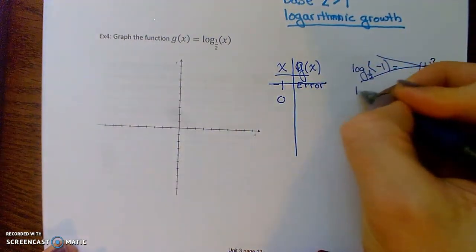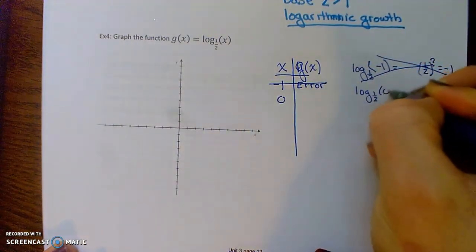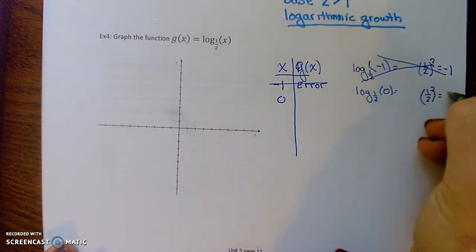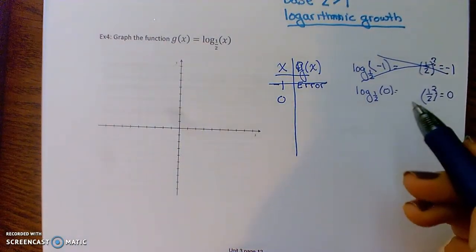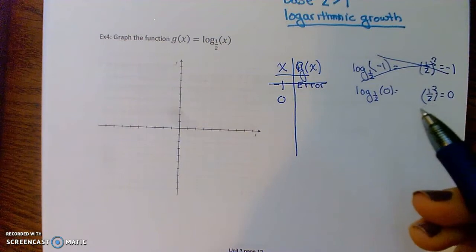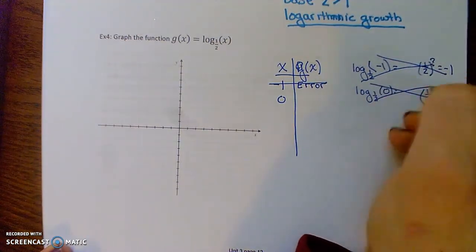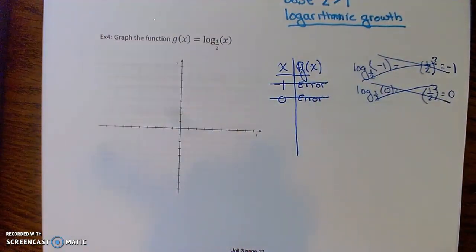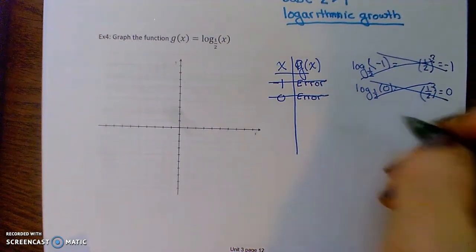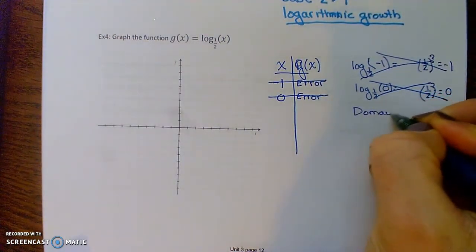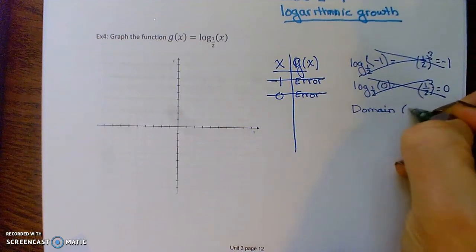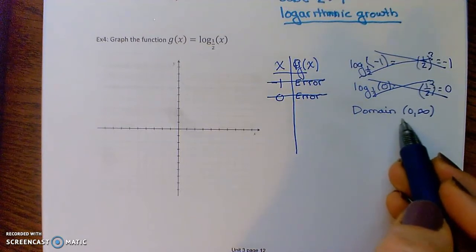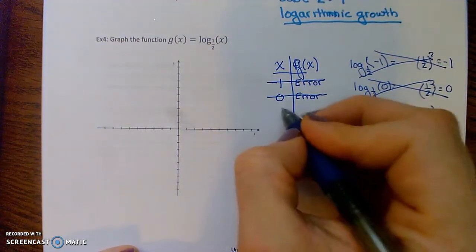Similarly, we can't plug in the number 0. Log base a half of 0 is like asking 1/2 to what power gives us 0. There is no such exponent where you multiply a half times itself so many times that you get out 0. So here you'd also have an error message if you tried to plug it into your calculator. So moral of the story is that the domain of these logarithm functions is going to be all positive numbers, from 0 to infinity, not including 0. Okay, so let's go ahead and plug in some numbers.